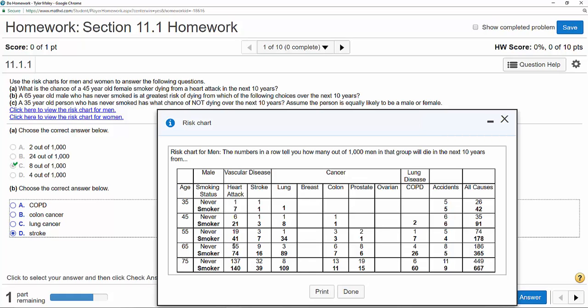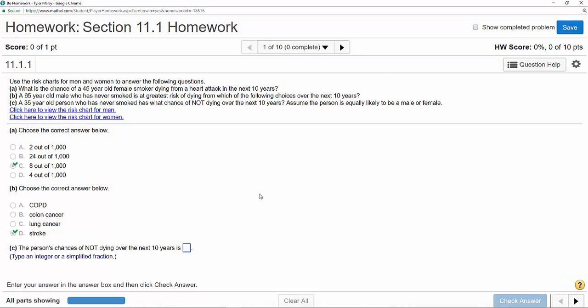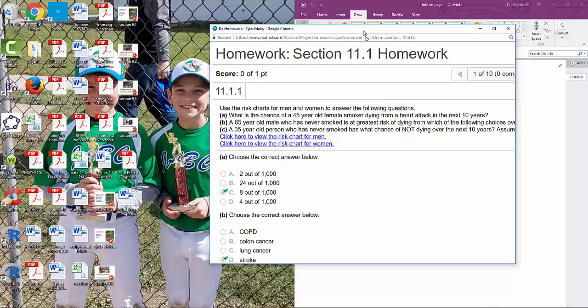The thing that does have the highest is 55, which is heart attack, but heart attack's not on the list. So we're saying which one from the list is the highest, right? So we got that, and then lastly, we're looking at a 35-year-old person who has never smoked. What are the chances of not dying over the next 10 years?